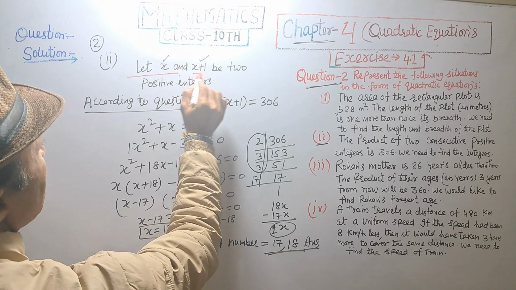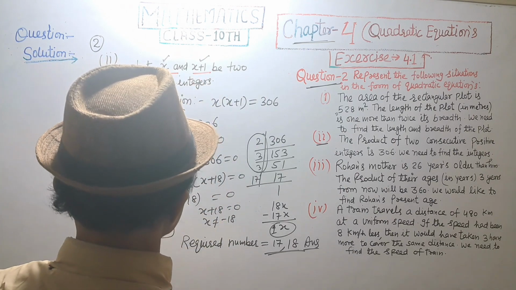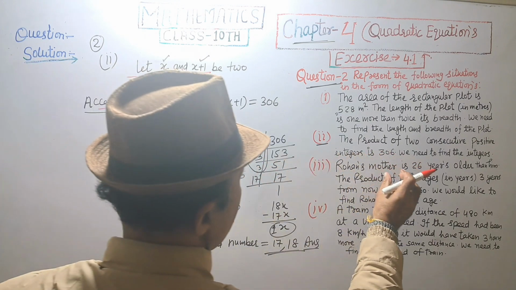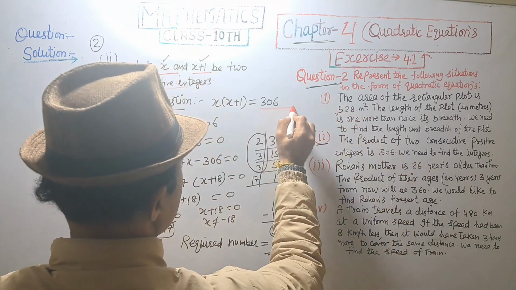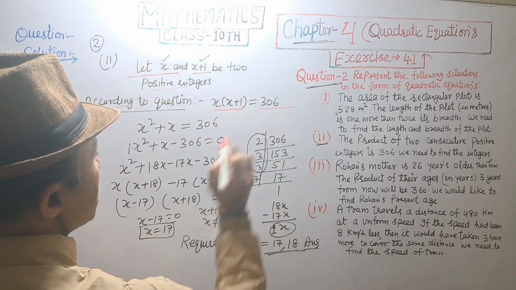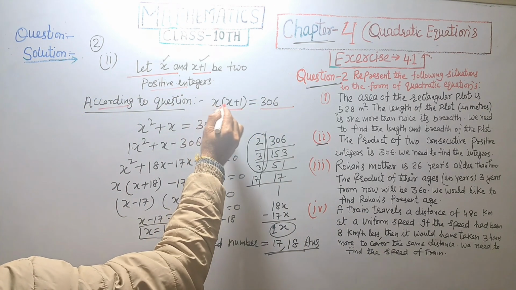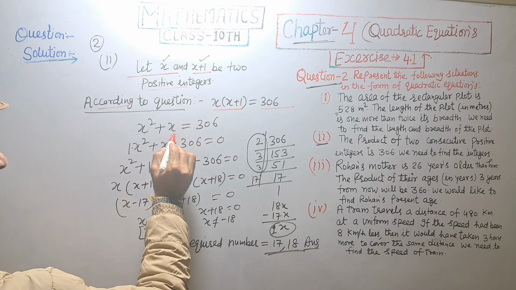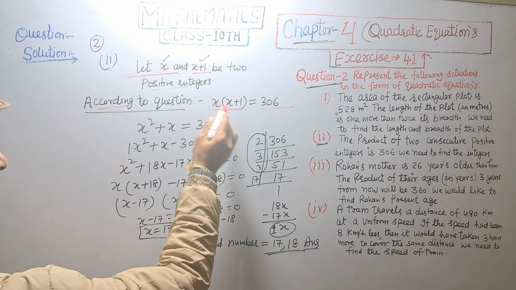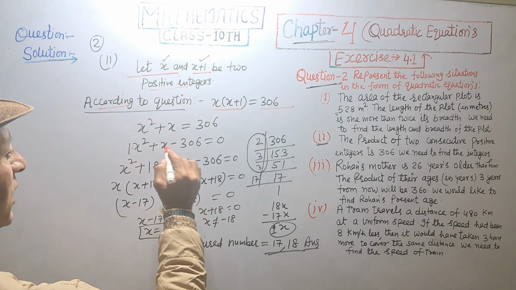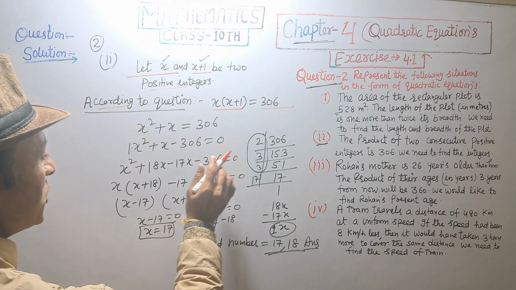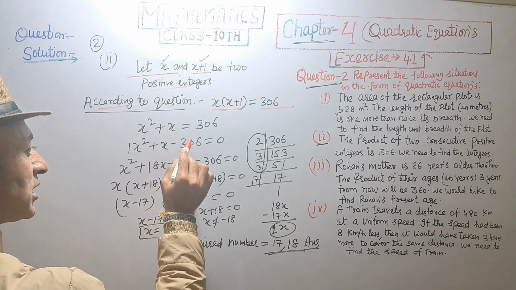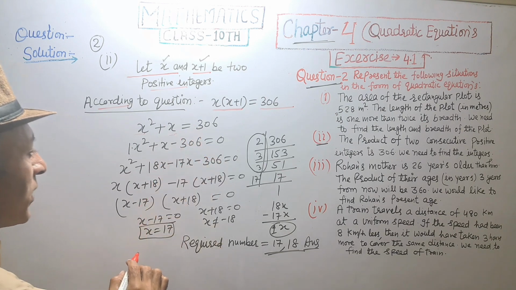Let us assume x and x plus 1 be two positive consecutive integers, and according to the question, their product is equal to 306. x into x plus 1 is equal to 306. x multiplied by x is x square, x multiplied by 1 is x, is equal to 306. Shifting 306 to the left side, minus 306 equal to 0. So the quadratic equation is x square plus x minus 306 equal to 0.